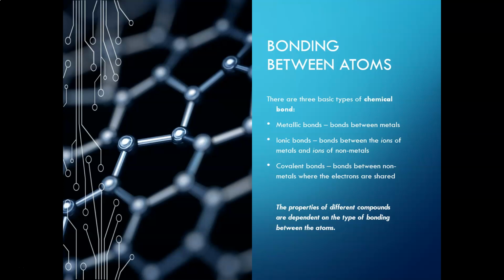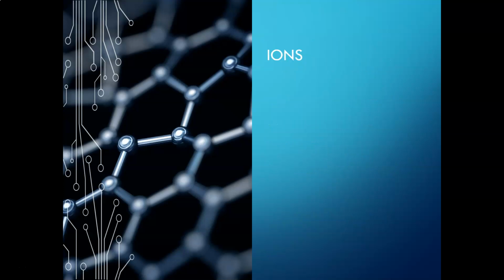Now, the properties of different compounds depend on which type of bonding occurs between the atoms. So we'll look at that today in terms of ionic bonding. In the previous video, we looked at that in terms of metallic bonding, and we'll look at it in terms of covalent bonding in the next video. All right, so first up, we obviously need to know what an ion is.